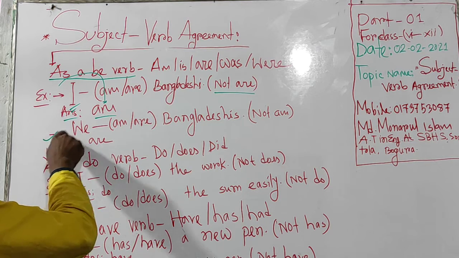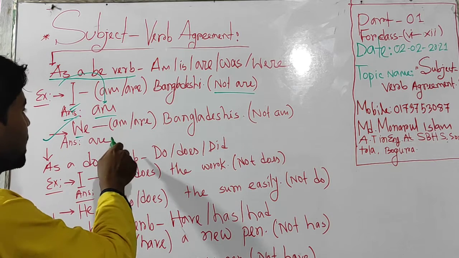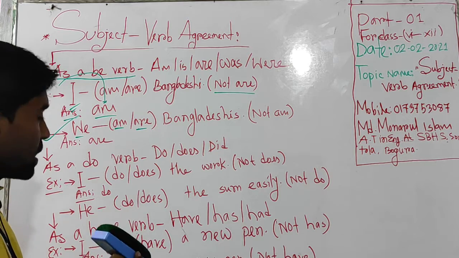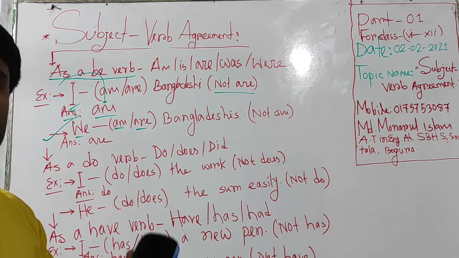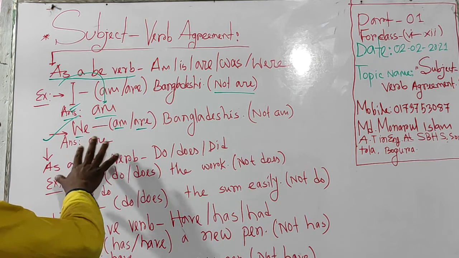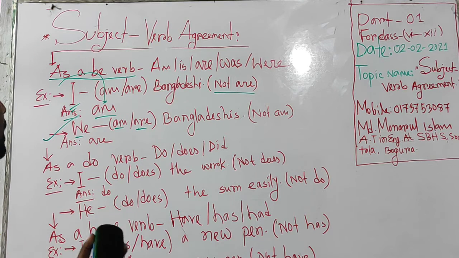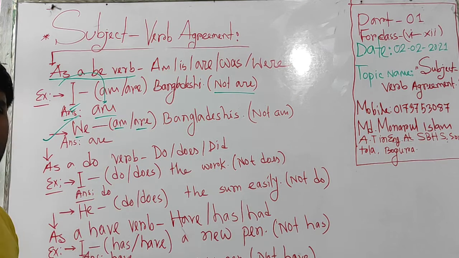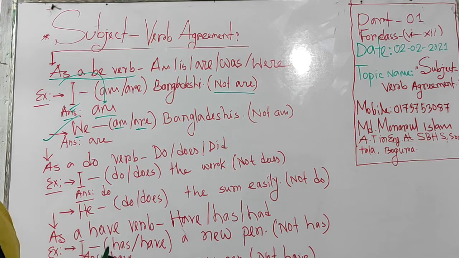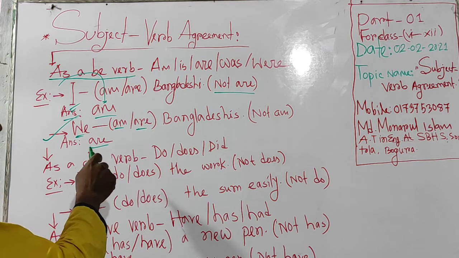Next example, I have also given two types of be verbs in brackets: We (am/are) Bangladeshis. Here, dear viewers or my dear students, please think what the answer should be. It should be with the first person plural, so the verb will be plural. Is it exceptional? No. It is easy and a regular rule. So the answer will be are: we are.